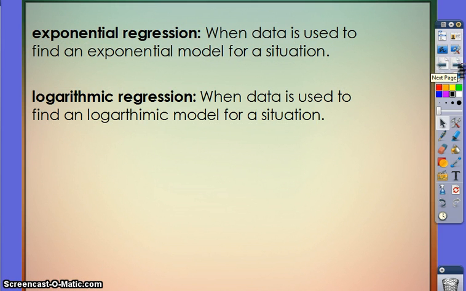To start off, we should write down two definitions: exponential regression and logarithmic regression. You'll recall we've already done linear regression, which is when we took a set of data points and determined the line of best fit. It's going to be similar here, except with exponential and logarithmic functions we don't have a line, we have a curve. So we'll be using data to try to determine the curve of best fit and deciding if it's exponential or logarithmic. Make sure you get those two written down.